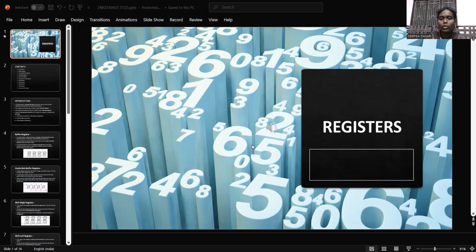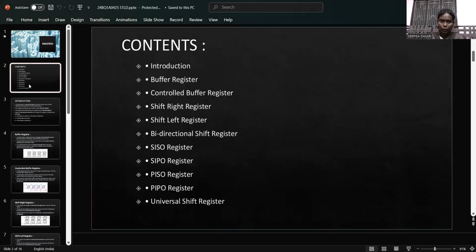Today I am going to explain the topic registers. We are going to discuss the introduction to registers and the buffer register, control buffer register, shift right register, and shift left register, bidirectional shift register, and all the types: SISO, SIPO, PISO, and PIPO registers. After that, we are finally going to discuss the universal shift register.